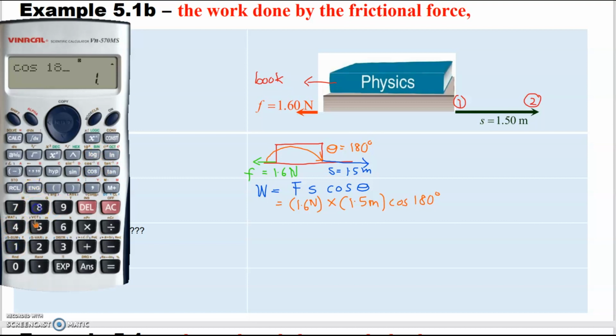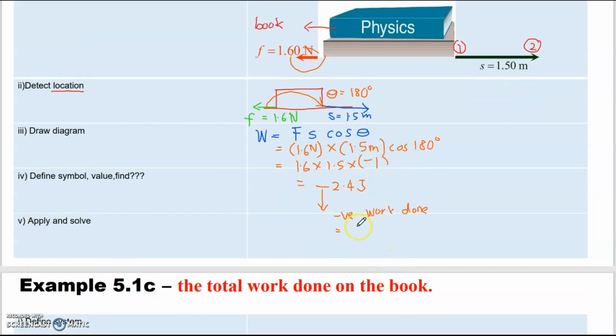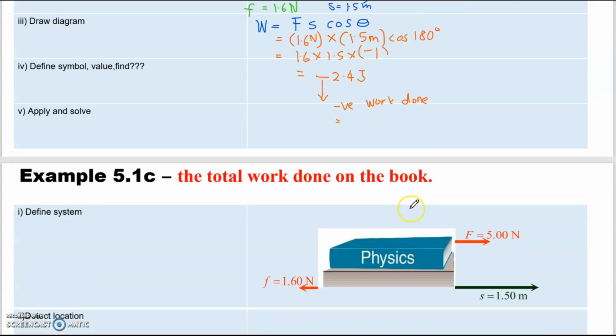Cos 180 degree is equal to -1. So therefore, we have 1.6 times 1.5 times -1, which is equal to -2.4 joule. You can see this is negative work done. What does it mean? The energy is transferred from the object to the environment. Because of the friction force, it gets hot and the movement will slow down. So we can understand it is negative work done.